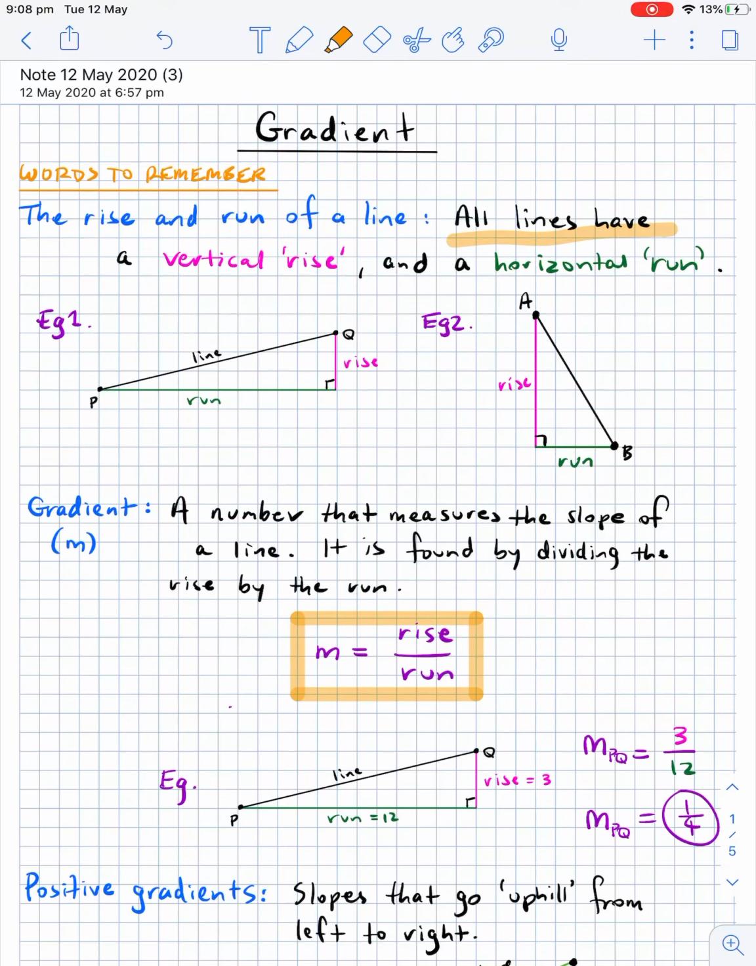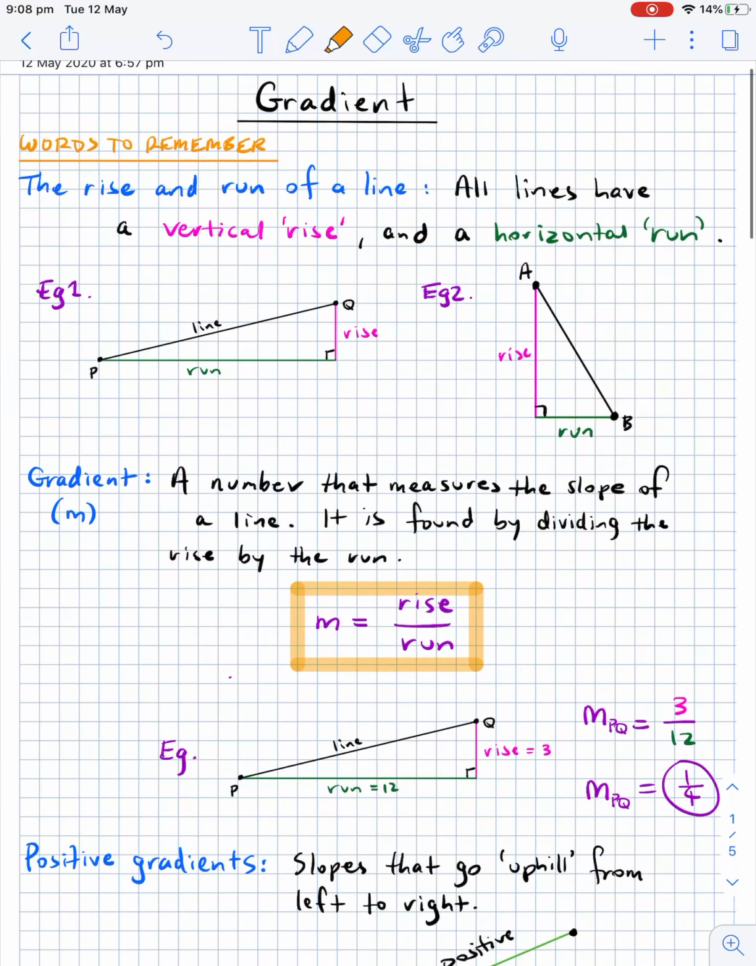So yeah, all lines you can pretty much make a right angled triangle underneath. And with that triangle you can see the rise and run of a line.